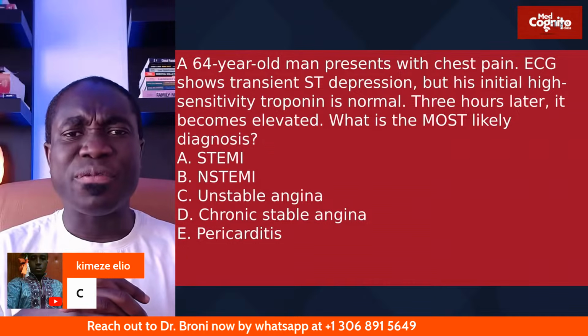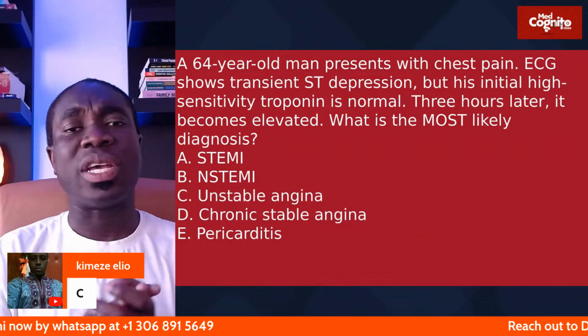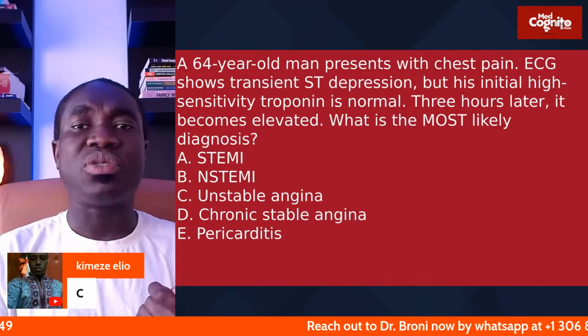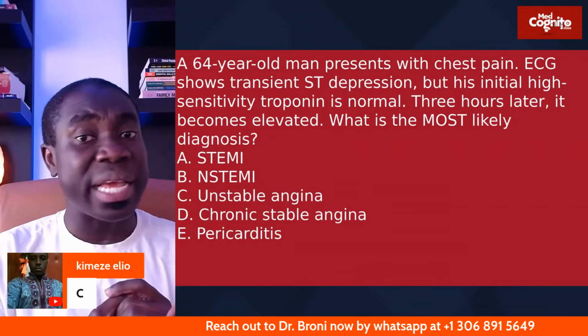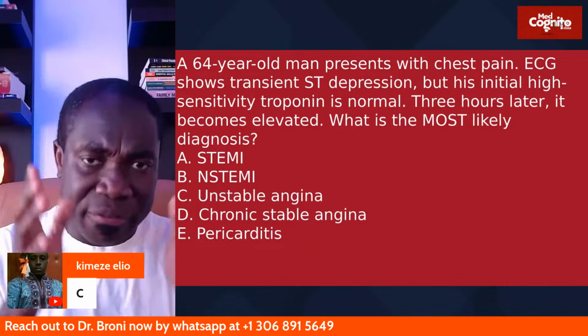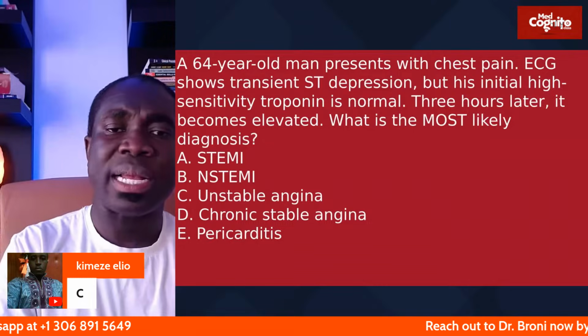You have a 64-year-old man who presents with chest pain. ECG shows transient ST depression, but his initial high sensitivity troponin is normal. 3 hours later, it becomes elevated. What's the most likely diagnosis?